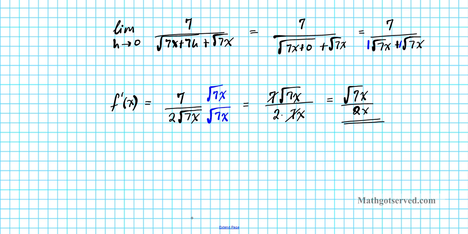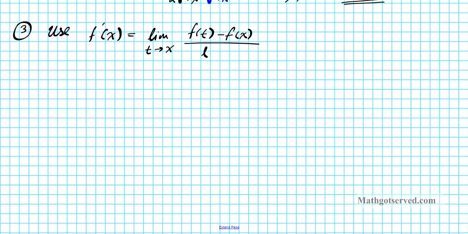Alright, so for the next example, we're actually going to use a different definition, an alternate definition. It's also a limit definition, but it's known as the alternate limit definition. So for number 3, we're going to use f prime of x equals the limit as t approaches x of f of t minus f of x over t minus x. Okay, this is another limit definition of a derivative.